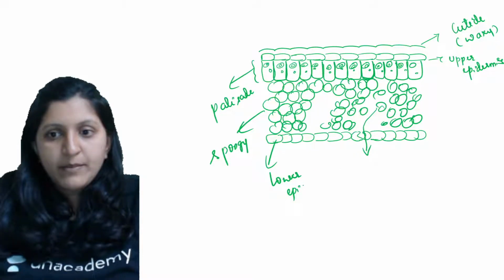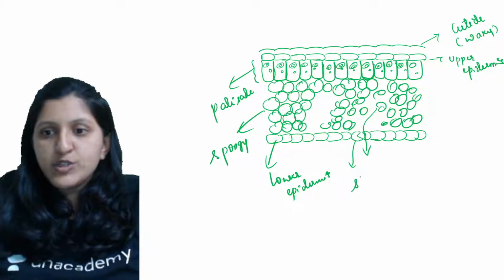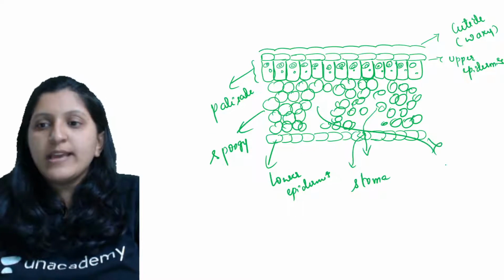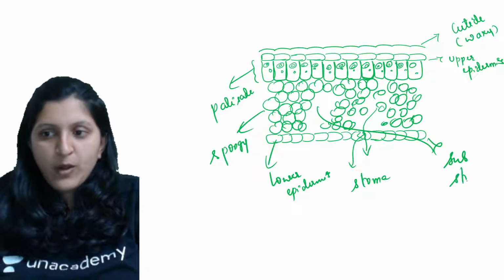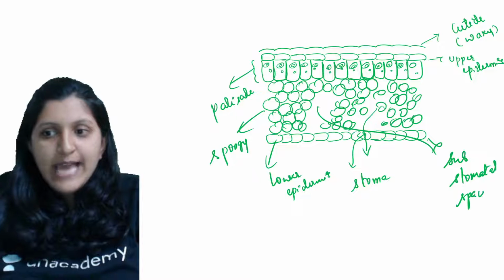So there is the upper epidermis and this one is the lower epidermis, and this is the stoma. That is the stoma you can find here, with the guard cell, and this one is the substomatal space. All right, so with respect to all this, what exactly do you observe?